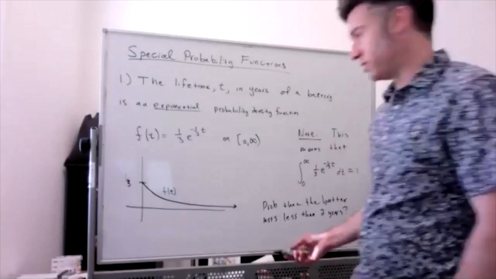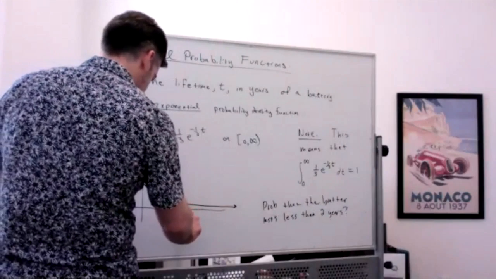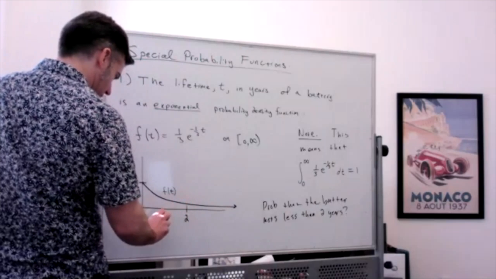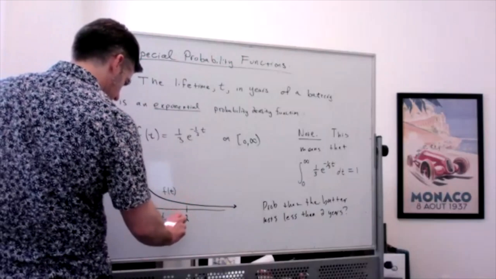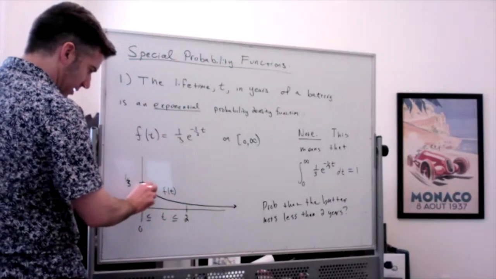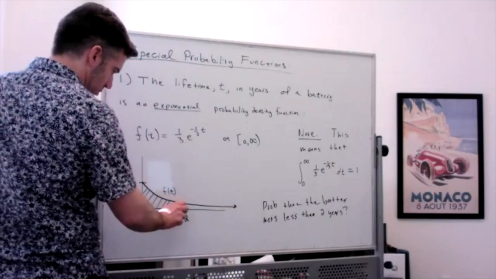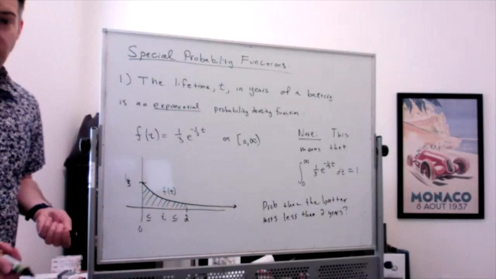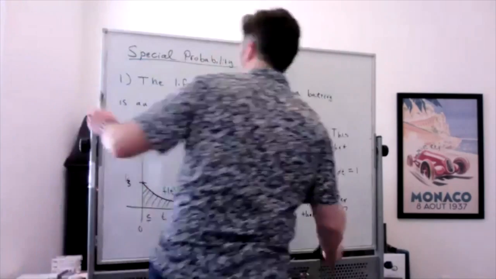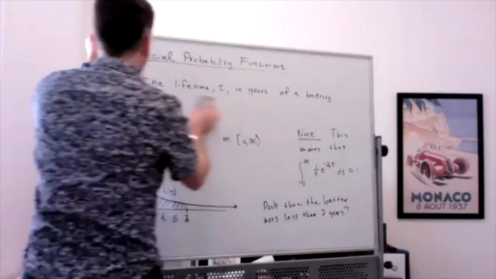Okay, so let's say 2 is about there. All I'm trying to find is the probability that the time is between 0 and 2. So I'm trying to find the area under the curve when t is between 0 and 2. Well, we know how to do that, right? We know how to integrate. Like we've already done the integral. Let's do it right up here.